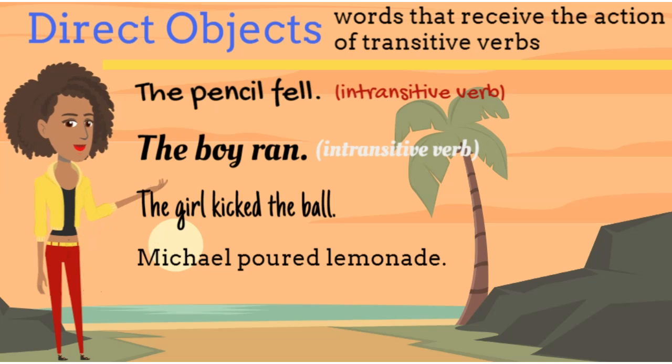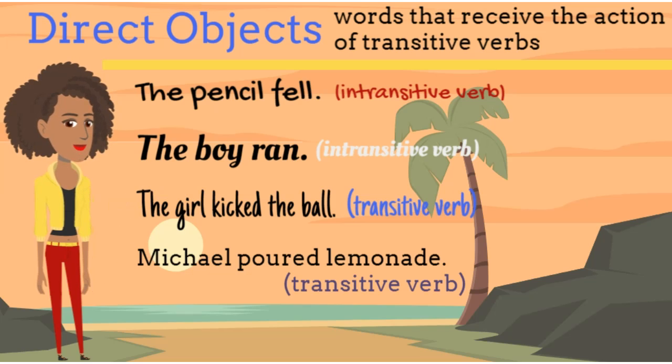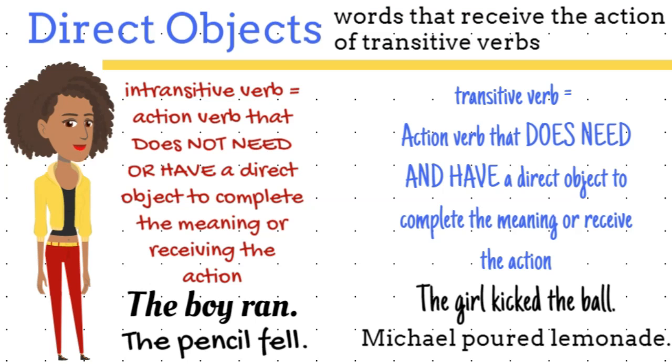However, in the third sentence, kicked is the action verb, and we do need the word ball to complete the meaning. So ball is the direct object, and kicked is a transitive verb. And in the fourth sentence, poured is the action verb, and we need the word lemonade to complete the meaning. So poured is a transitive verb, and lemonade is the direct object. Not all action verbs use or need other words to complete their meaning. However, when they do, these words are called direct objects.